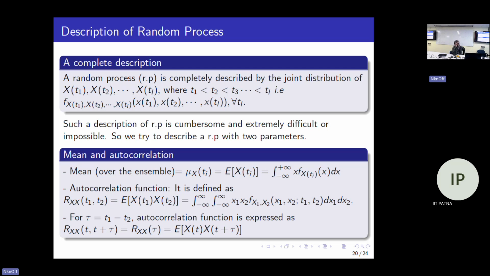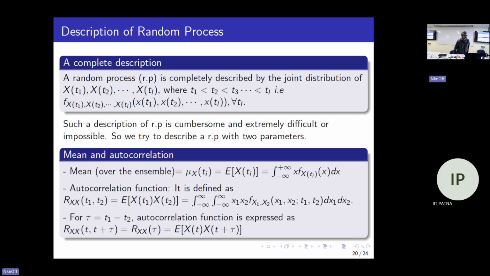So for that reason we take a shortcut. There are two things which are very important: mean and autocorrelation. Mean means mean over the ensemble. Again, it's a confusion: in the book, it is written only mean, and they never mention that it is over the ensemble. Mean over the ensemble is mu x(ti), that means at the ith time it is the expectation of x(ti), which is the integral of x f_x(ti). That means if we have a distribution f_x(ti), we calculate the mean over this. Okay, if we want to calculate the mean, that means the mean over the ensemble.